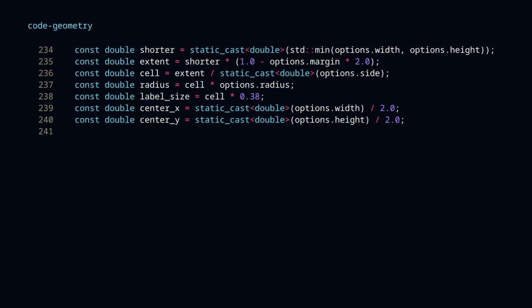The spiral cursor produces integer grid coordinates. The renderer must turn them into canvas positions. It takes the shorter canvas dimension, removes the chosen margins, and divides the remaining extent by the odd side length. That value is one cell size. Dot radius is a fraction of the cell size. Canvas width and height can change, but using the shorter dimension keeps the grid square instead of stretching the mathematics.